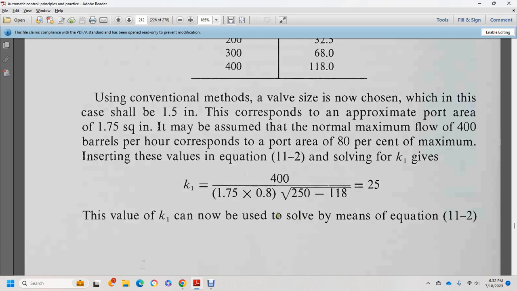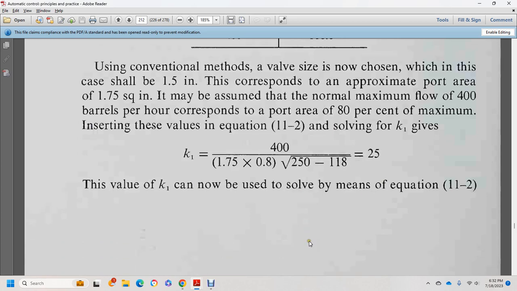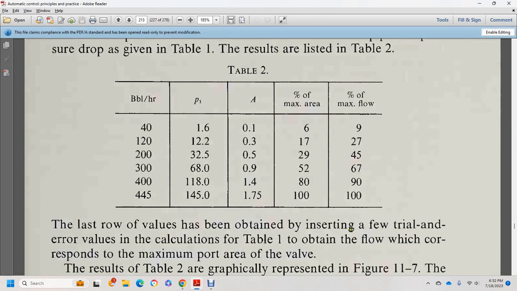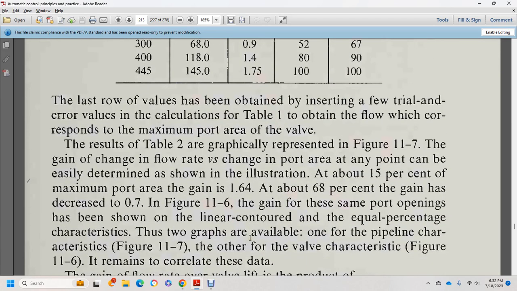The value of K can now be solved by means of the equation. From the valve port area with the different valve flows, the pipeline pressure drop is given in table 1 and the results are listed in table 2. The last row of values in the table is inserted for each valve port area, using the values of calculation table 1 to determine the flow corresponding to the maximum port area of the valve. The results of the table are also graphically represented in figure 11-7.